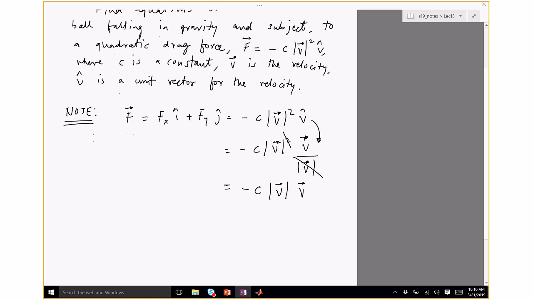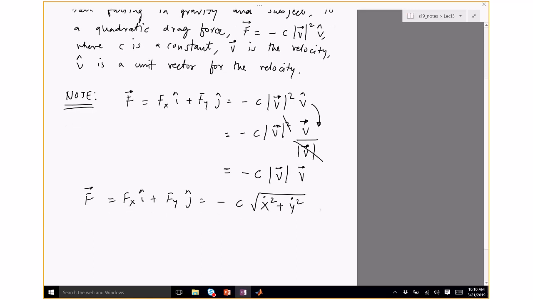So let's write that down in terms of x and y. Fx i plus Fy j equals minus c times the square root of x dot squared plus y dot squared, and the velocity is x dot i plus y dot j.